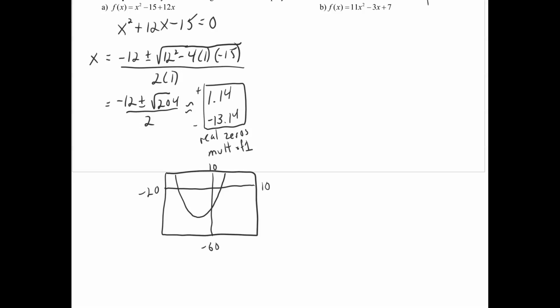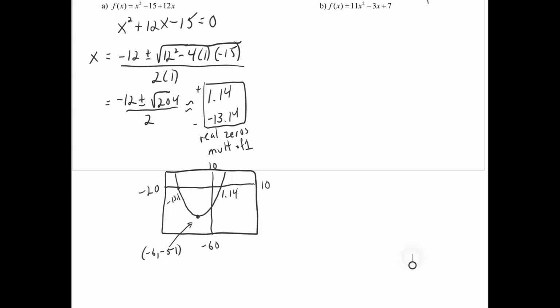And our intercepts, we already know this one is 1.14. And when you're looking at your calculator, that should look right. And then this one is at negative 13.14. Negative 13.1 is good enough, really. We're still going to go ahead and use the calculator to find that vertex. You could use that, we're just doing it a variety of ways. You really can choose what your preference is, but I'm going to use the calculator to find a local min. Okay, and I found the min at negative 6, negative 51.